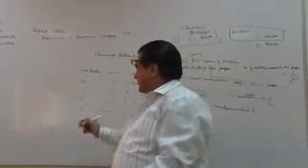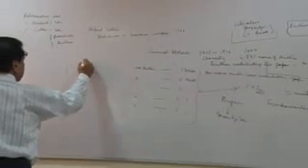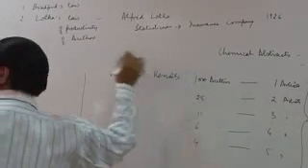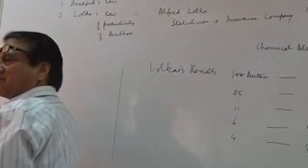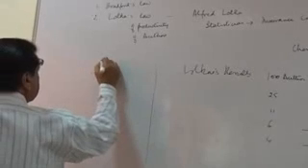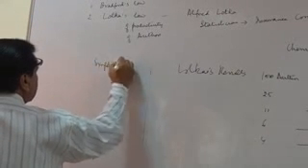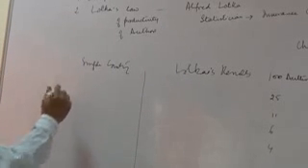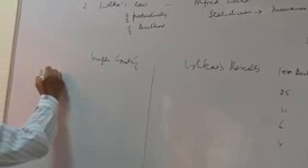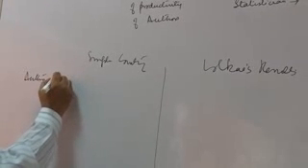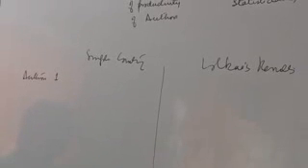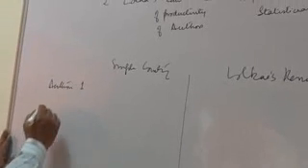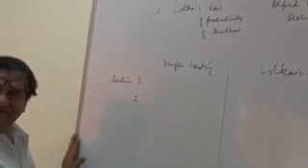Put on one side Lotka's results, means results obtained by applying Lotka's inverse square law. On the other side you have simple counting, numerical count. How many authors contribute 1 article? This figure you have to do in both cases. Then the number of authors contributing 2 articles.